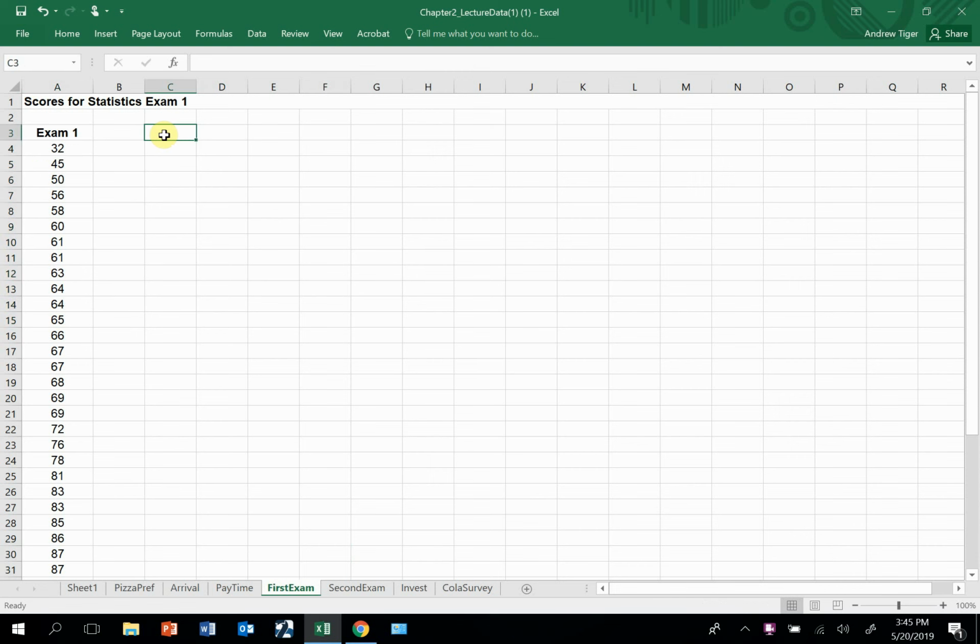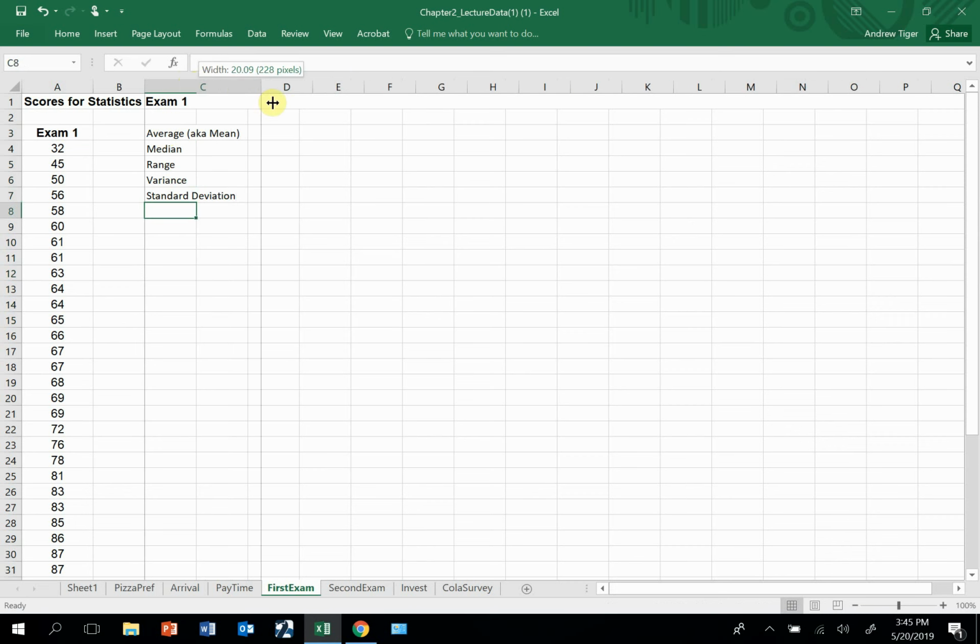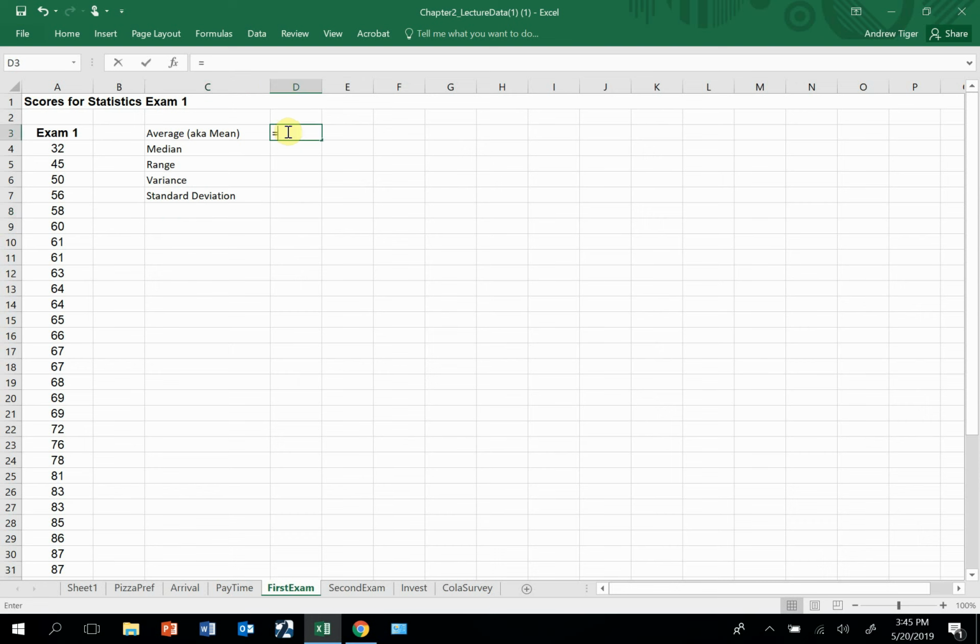And if I want to find out what the average is, that's also called the mean. Let's do that. Let's also calculate the median. Let's calculate the range. Let's calculate the variance. Let's calculate the standard deviation. There's all kinds of ways to do this in Excel. But let me show you how to do this first. One way to do it is to use Excel formula.